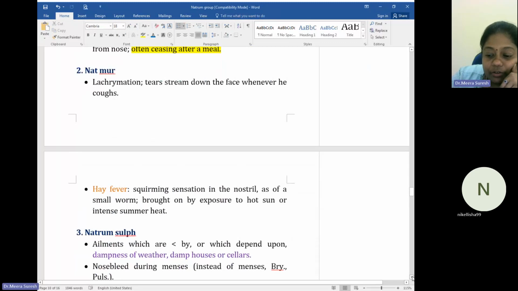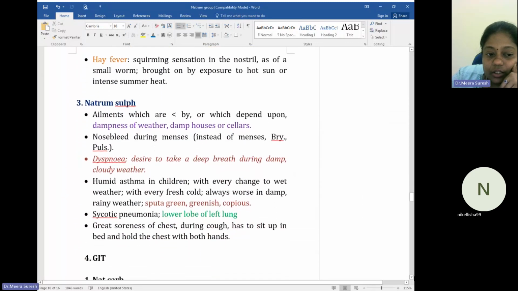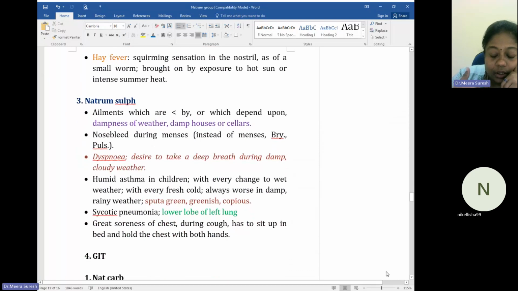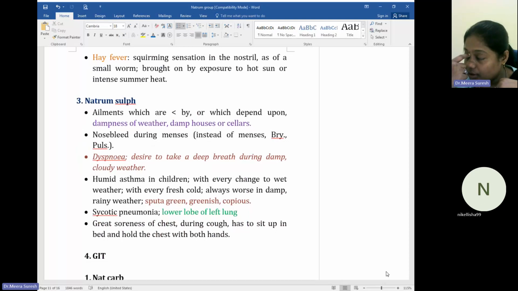And when we go towards Natrum sulph, this is deeper in the lower respiratory tract, where we have the symptoms of pneumonia, COPD, asthma. In Natrum carb, it is more in the posterior nares and also the throat. Natrum mur is even external, like in the nostril region for the hay fever, and Natrum sulph will be deeper in the lower respiratory tract, and then we have more severe symptoms also.